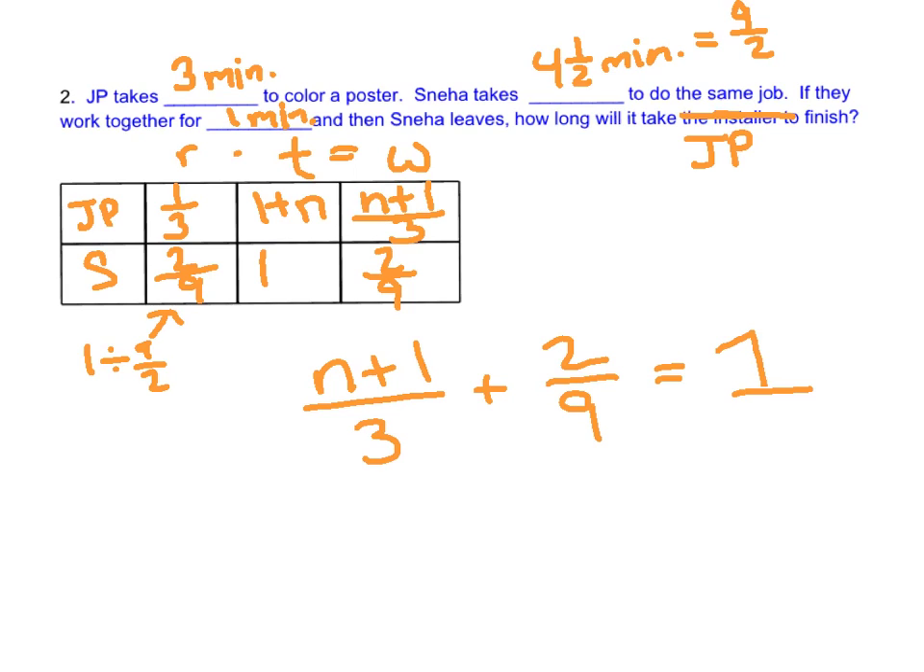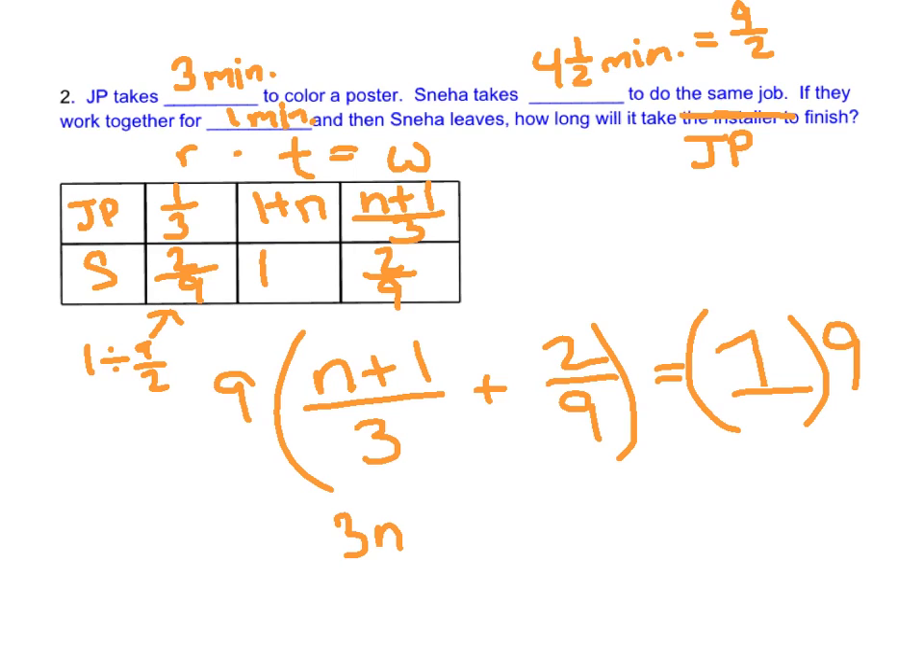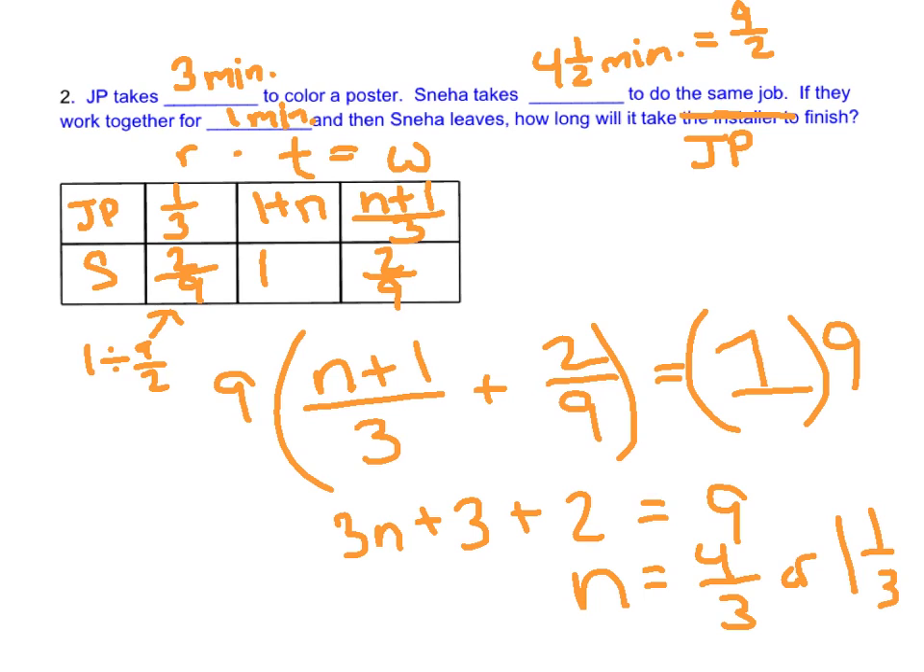And so now to solve for N, you just want to either find a common denominator and solve it traditionally through fractions, or get rid of those denominators by finding the LCD. And on the left side, I get 3n plus 3 plus 2 is equal to 9 on the right side. And when I solve for n, eventually you'll get n is equal to 4/3 or 1 1/3. So JP will take 1 1/3 hours to finish the job on his own.